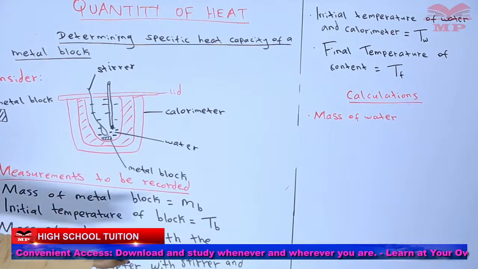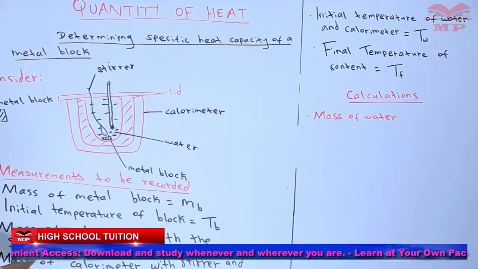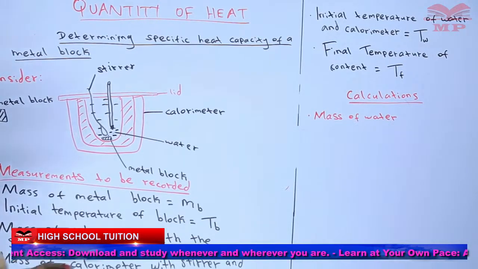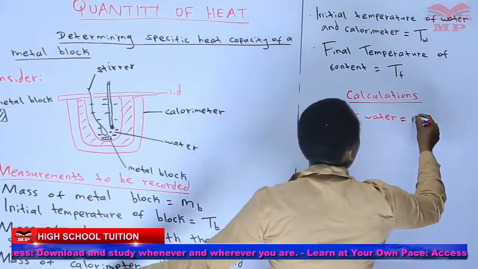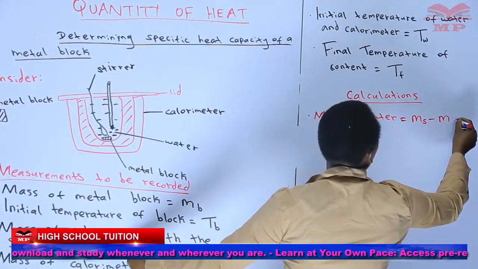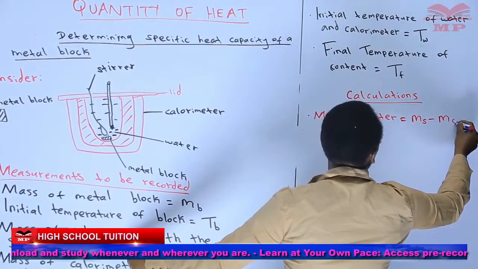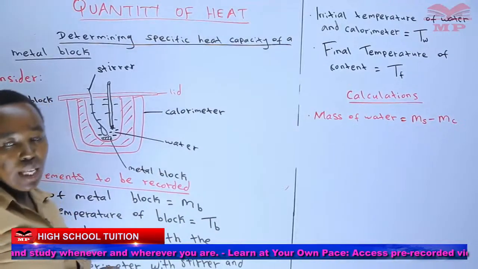From this we can get the mass of water by taking the mass of the calorimeter with the stirrer and water minus the mass of the calorimeter with the stirrer alone. So we are going to have the mass of water as this ms minus the mass of the calorimeter with the stirrer, which is mc. So that is what we have for the mass of water.